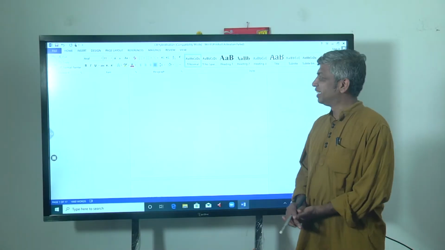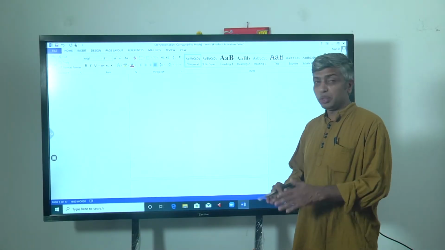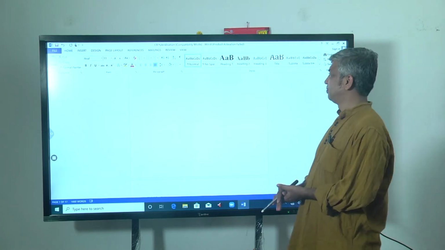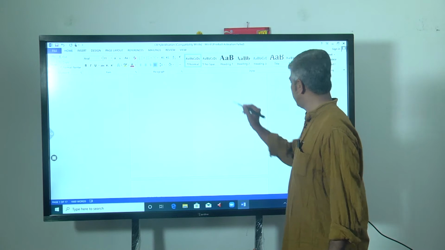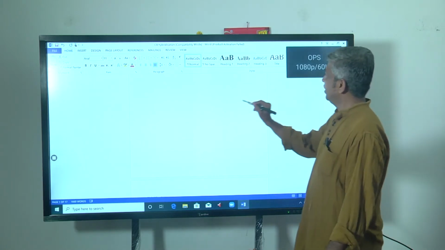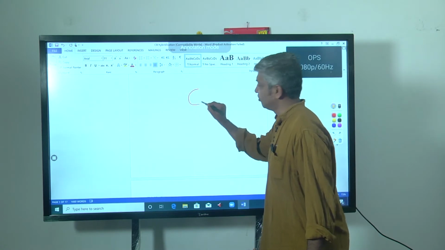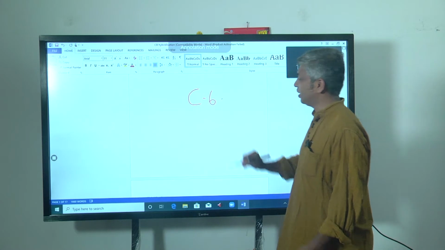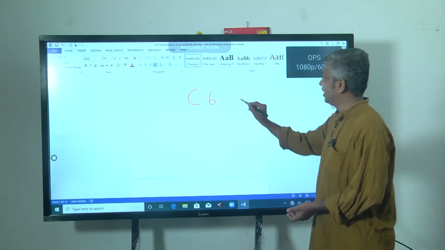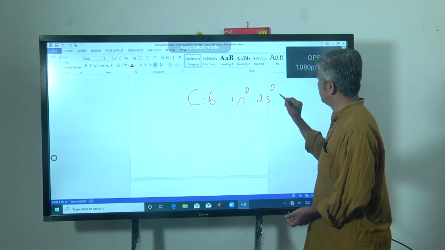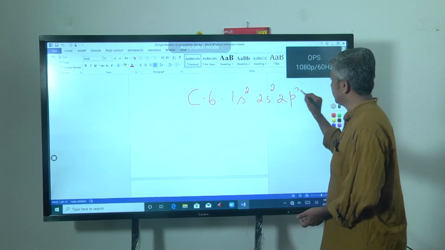Dear students, in the chemical bonding chapter, we are going to the next concept. Before that, I will put a small question to you. If you consider your favorite atom, that is carbon, you write it like this, and its atomic number is 6. If you write the electronic configuration, it is 1s2, 2s2, and 2p2.